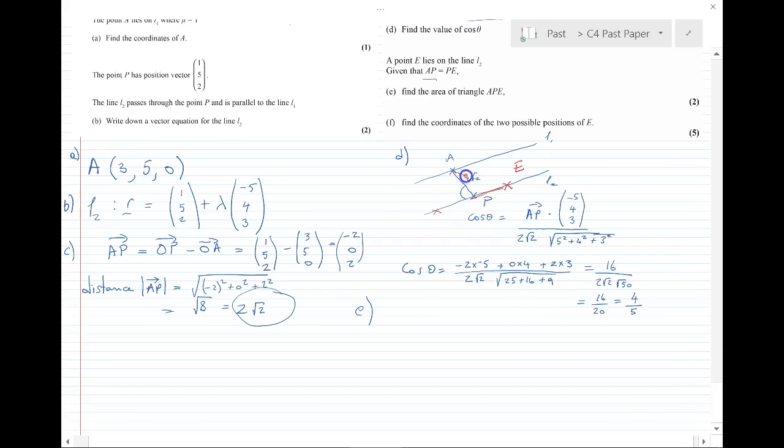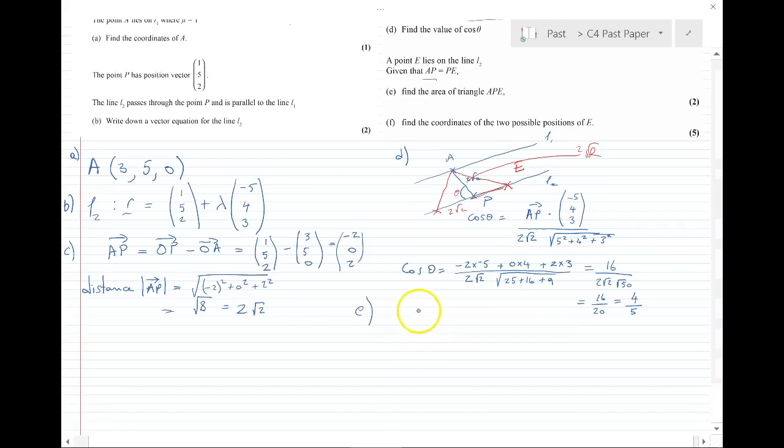The next question, or there. These are 2 possible triangles, and they'll both have the same area. So both of these have 2 the square root of 2 as their 2 adjacent sides, and we know the angle in between. Theta, we know the angle, we know that cos theta is 4 over 5.